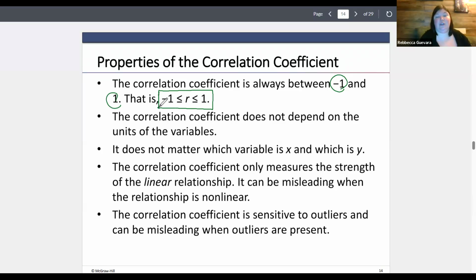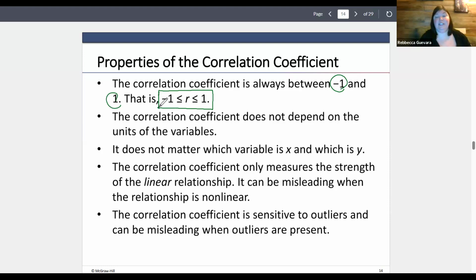The correlation coefficient only measures the strength of a linear relationship. It can be misleading when your relationship is nonlinear. Sometimes we'll have things that are exponential that look linear. So you might find that when you did a linear correlation coefficient, it's very misleading about what the situation truly is, because sometimes the relationship is strong, but it's not a linear relationship.